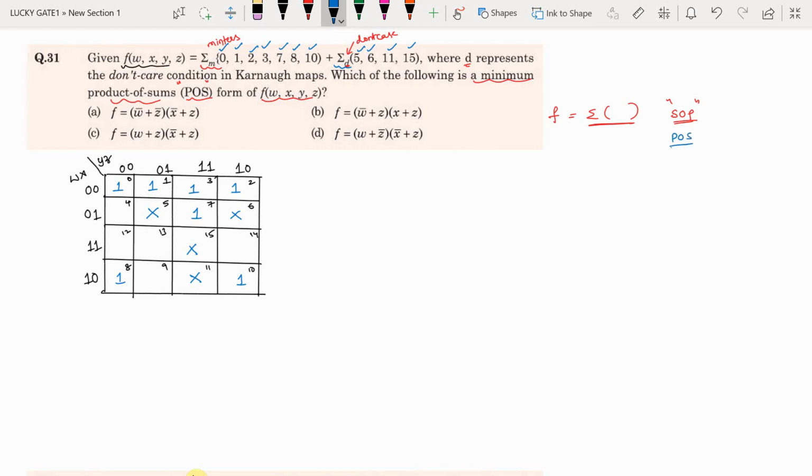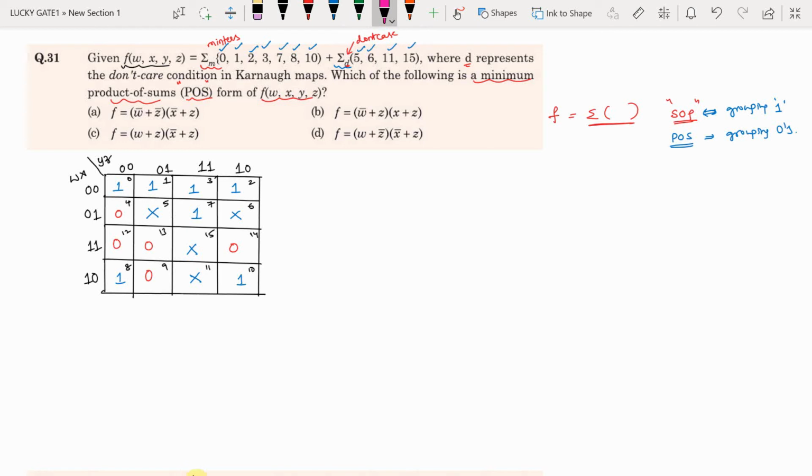I wanted POS form. Now SOP, minimum SOP, you can get by grouping ones in the K map, and POS is possible by grouping zeros in the map. Because to get POS form, we have to group zeros. So whichever minterms are not mentioned in the K map, those are called zeros. Grouping of these zeros will give you F in POS form. Now how to group the zeros? First you have to check for quadruples.